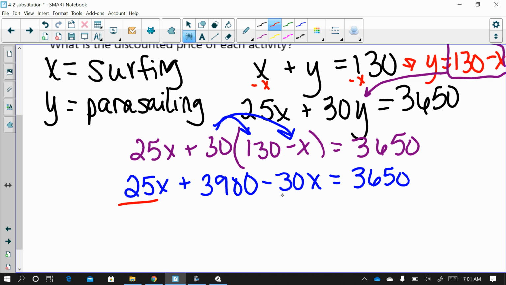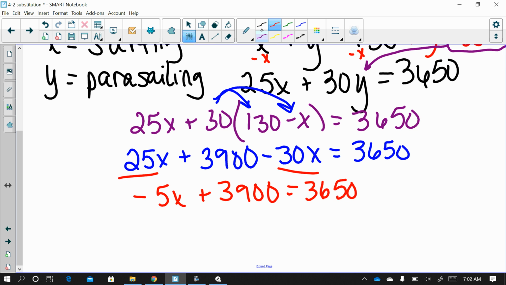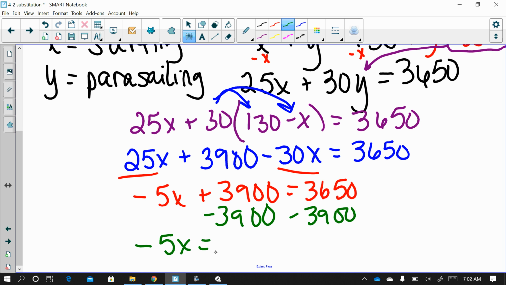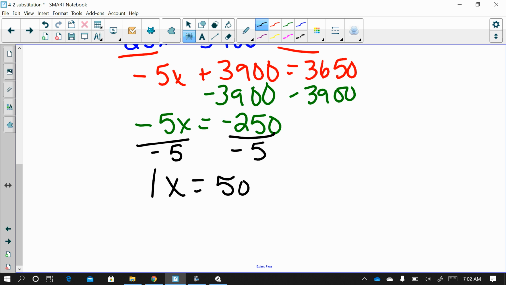Okay, combine our like terms. 25x minus 30x is a negative 5x. So to get x by itself, we need to subtract 3900. So negative 5x is equal to negative 250. Okay, let's divide. X equals 50. So in this problem, surfing costs $50.